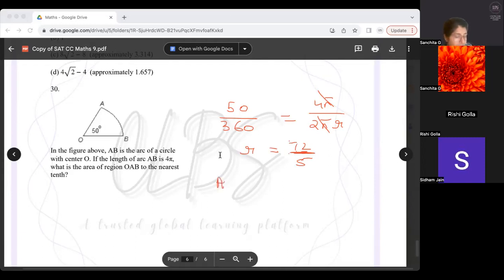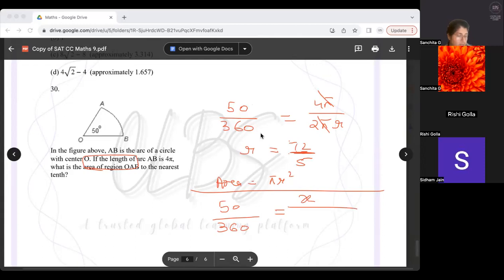Pi r square. So part by whole into pi r square. I'll find the area of the sector. So this is 50 by 360 is equal to the area I require, that is what they want us to find. Let's say this is x divided by pi r square. So r square is 72 by 5 whole square. Yes, so you will get your answer.